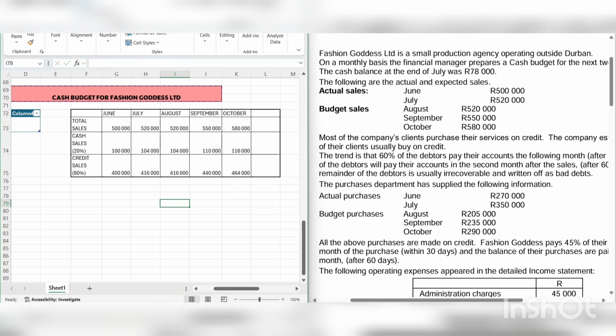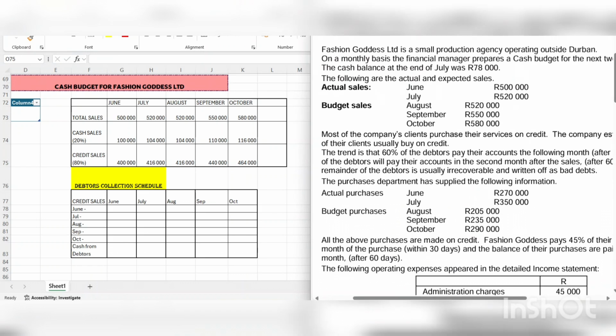Okay, so that's how we get our total sales, cash sales, and credit sales, which now brings us to the next point, to do our debtors collection. So let's do this together, guys.